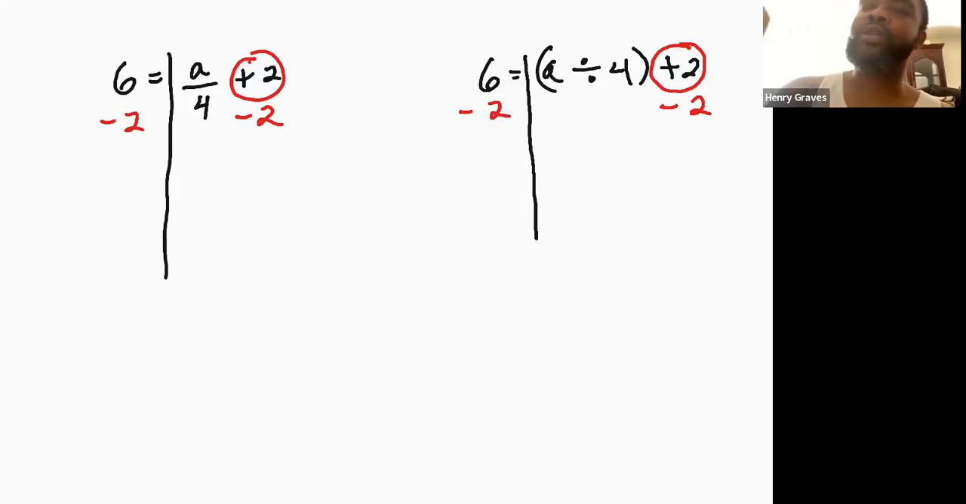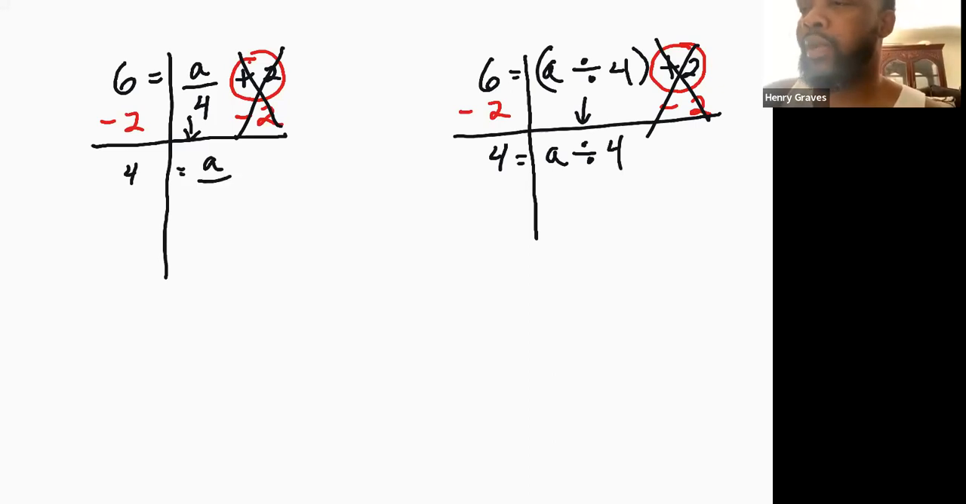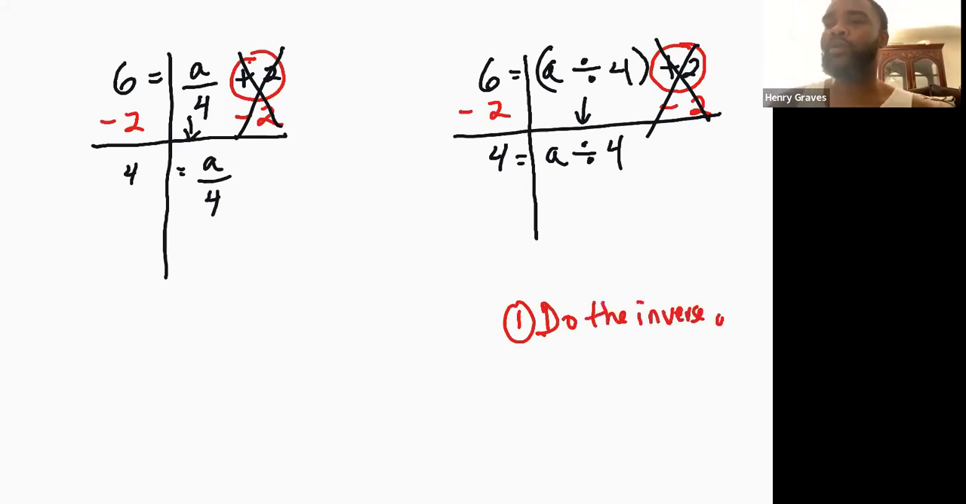Please excuse the music in the background. So 6 minus 2 is 4. And then I bring down the other thing I have not used at all, right? I'm going to bring down on this side a divided by 4, or a over 4. So step 1 in red: I do the inverse of plus 2, which is minus 2 to both sides.